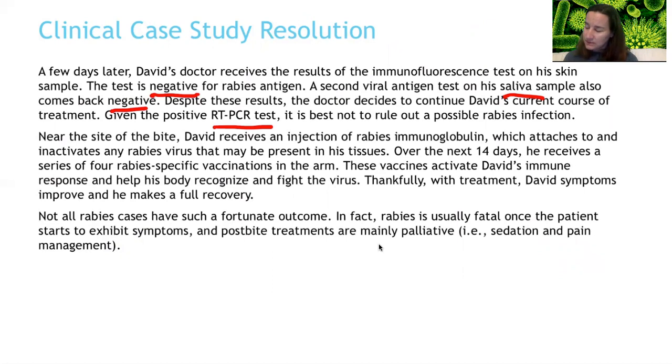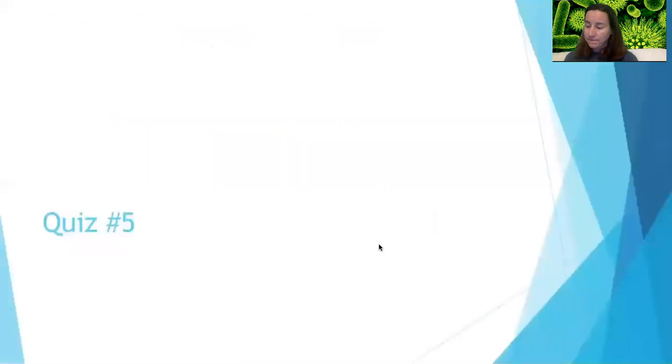So it says he's going to get 4 shots in 14 days that will bind with the rabies and help eliminate it out of his body so it does not show signs. And it says that David makes a full recovery because he caught it in time. If somebody waits until it's too late and you're showing symptoms, it is too late. So this is a good story that David caught it in time and he was able to take treatment and get the post-rabies exposure vaccine. So that is it for chapter 6.